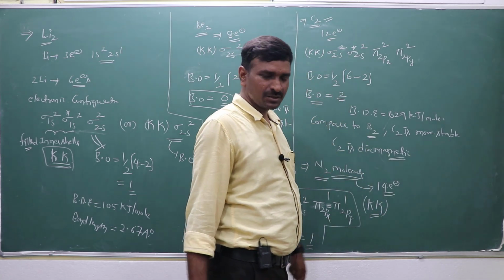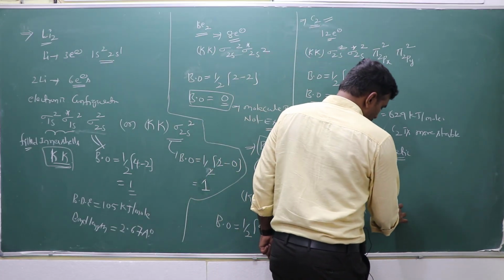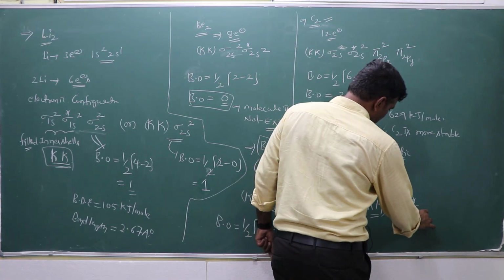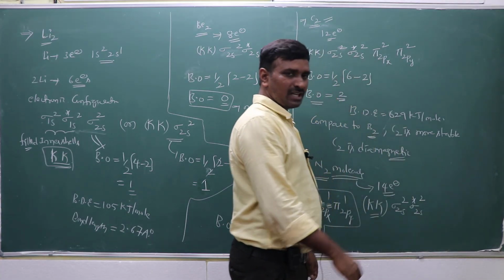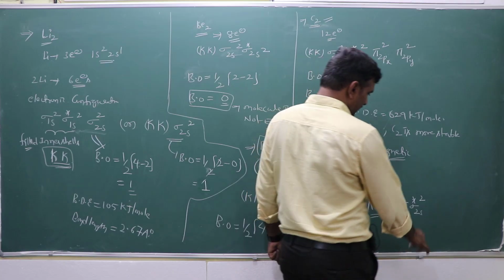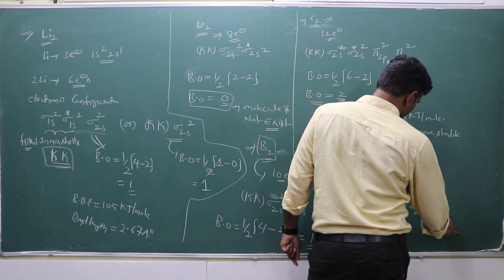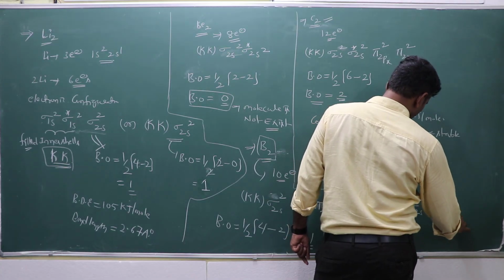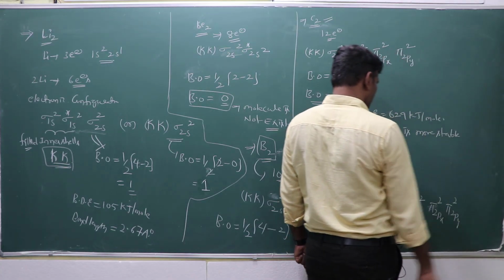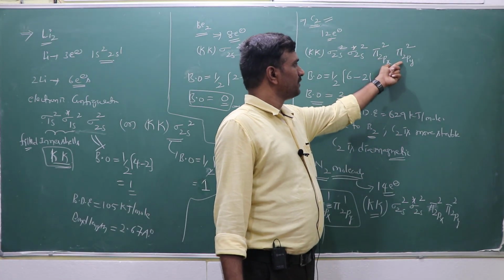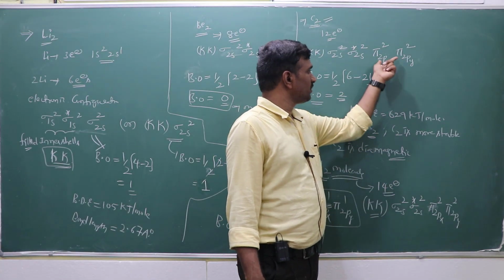Now, which one comes next? Sigma 2s2, sigma star 2s2. How much is completed? 8 is completed. Next, pi 2px2, pi 2py2. How many are completed? 12. Up to this it is the same, 12 electrons are completed.